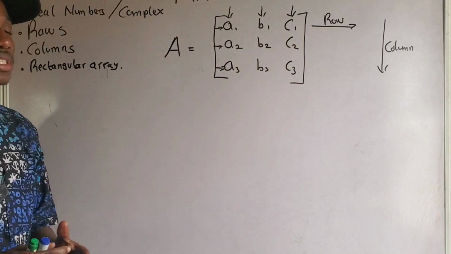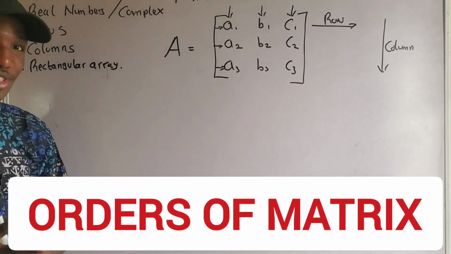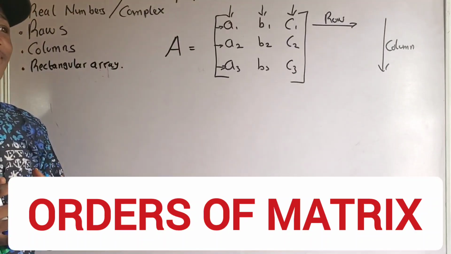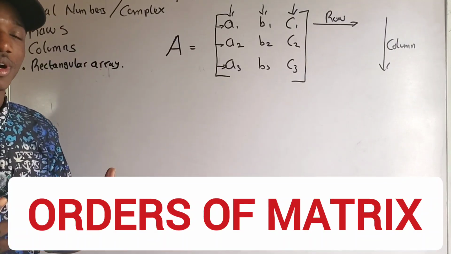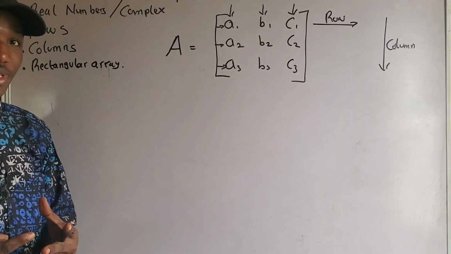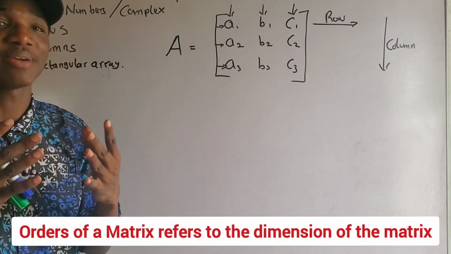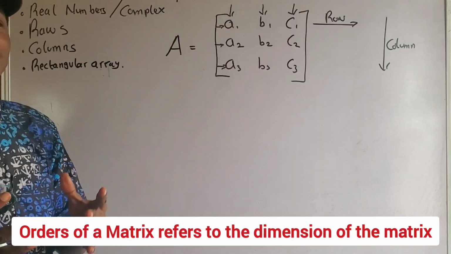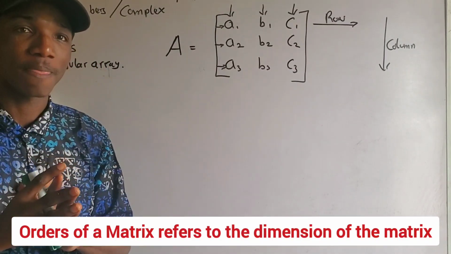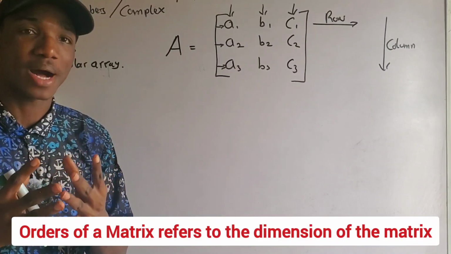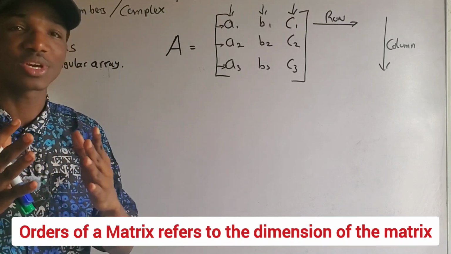Okay, having understood what is meant by matrix, let us look at the orders of matrix. Now, please, I want you to pay attention. This is very, very important because understanding all these basic concepts will help you to comprehend as we progress in the topic. So I want you to pay attention. The order of a matrix refers to the dimension of the matrix. You understand? Every matrix has 2 parts, rows and columns. Listen to the explanation again. Every matrix has 2 parts, the rows and the column part.